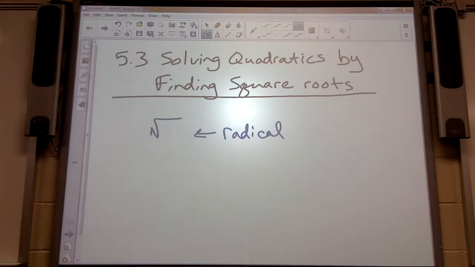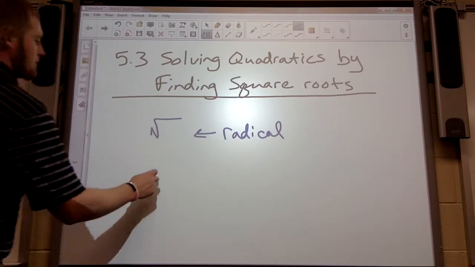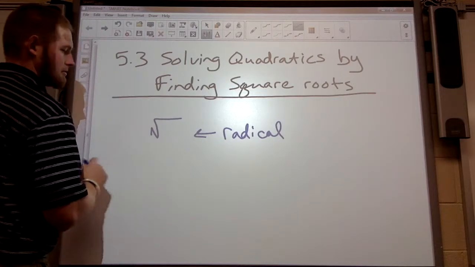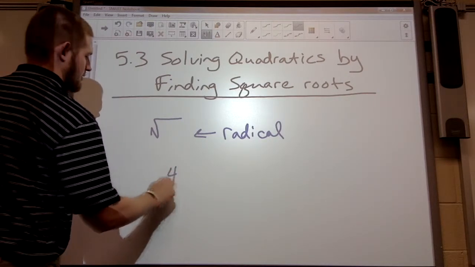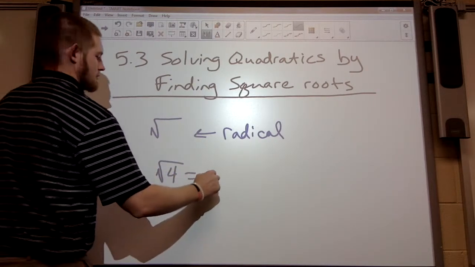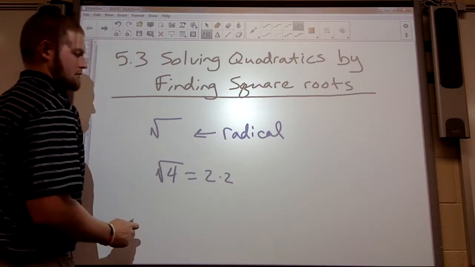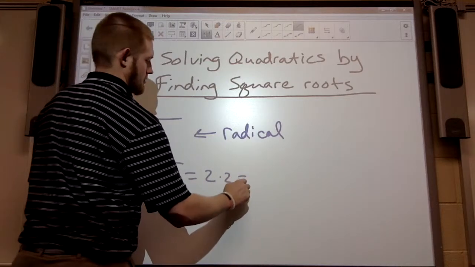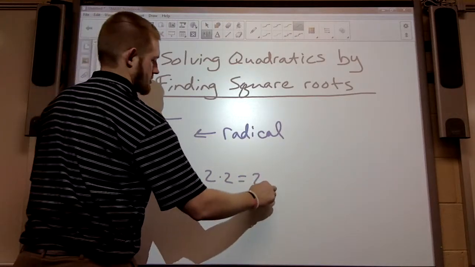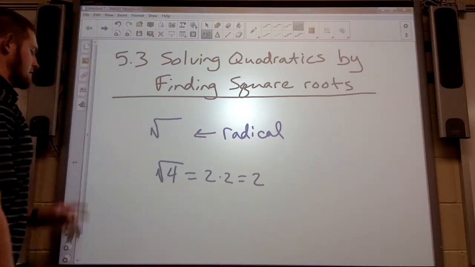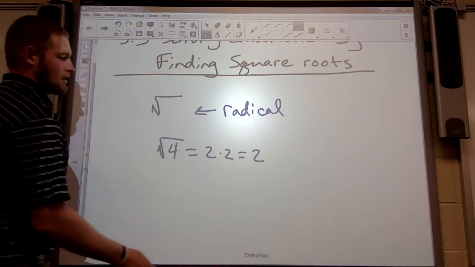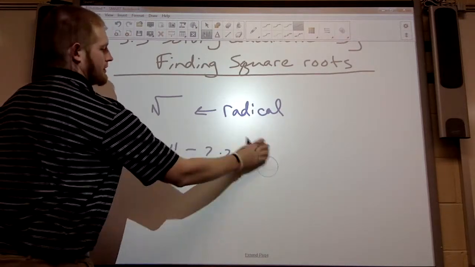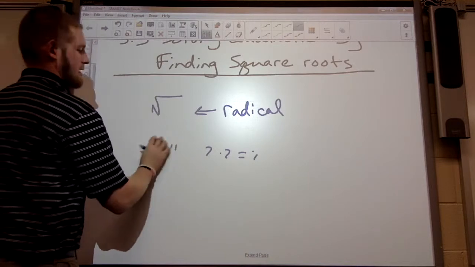Right? And any square root we want to have is some number times itself. For example, the square root of 4 is equal to 2 times 2. Or 4 is equal to 2 times 2, so the square root of 4 is just 2. Now, that's not necessarily important. I figure you guys probably remember that.